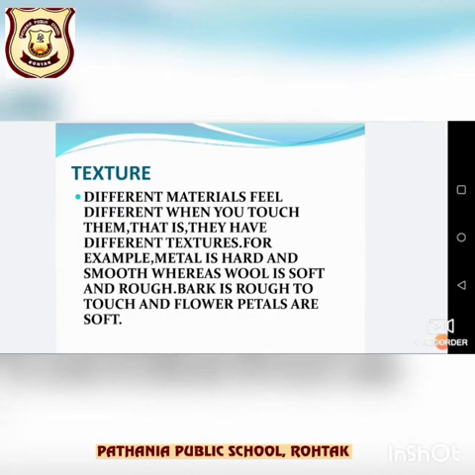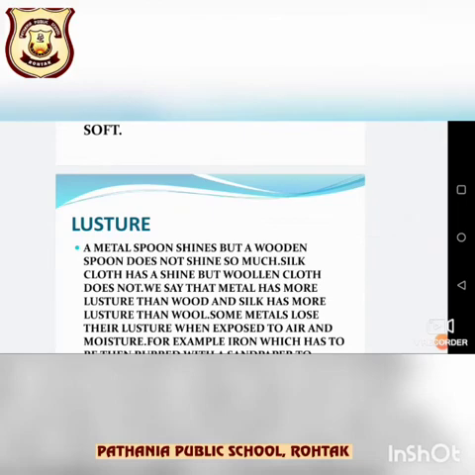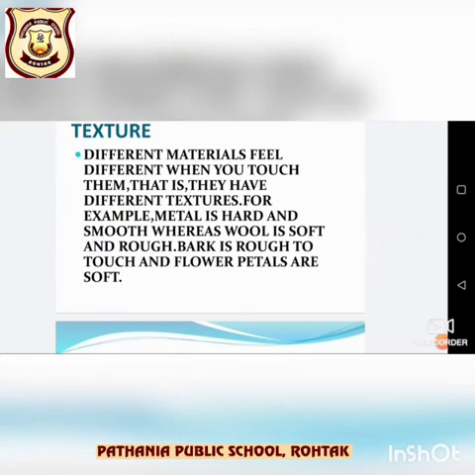Okay, so next property is texture. Different materials feel different when you touch them, right? So that is why they have different textures. For example, metal is hard and smooth, whereas wool is soft and rough. Bark is rough to touch and flower petals are soft, right? So objects can be grouped into two categories, that is soft materials and hard materials, right? Hard materials are difficult to compress, you can't stretch them. Soft materials can be easily stretched or compressed, so you can press them into different shapes.